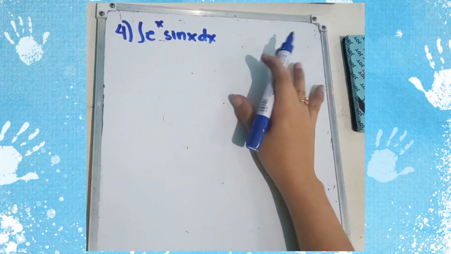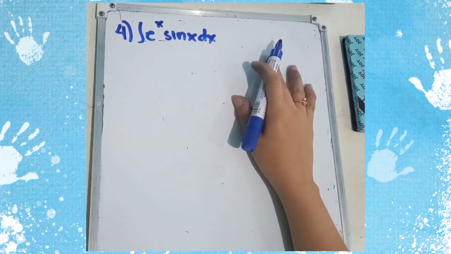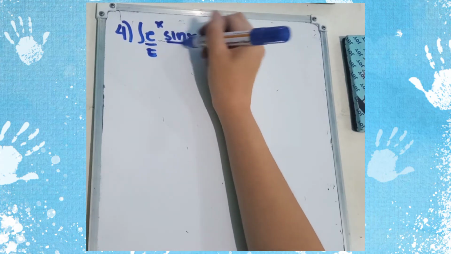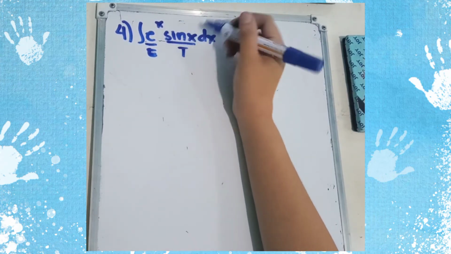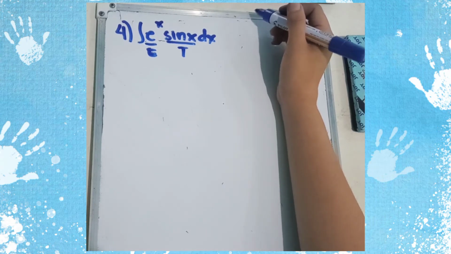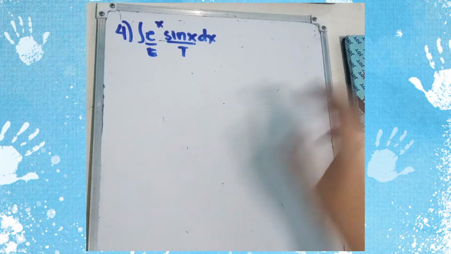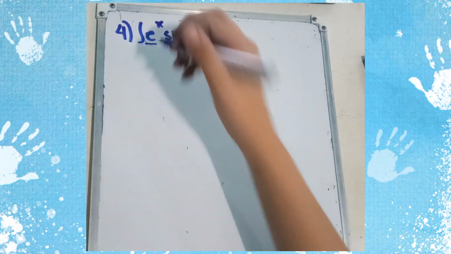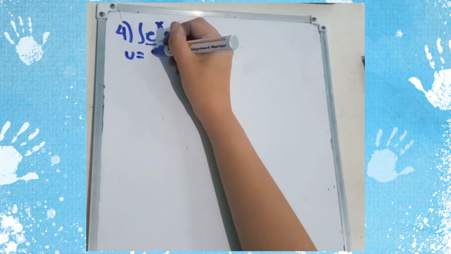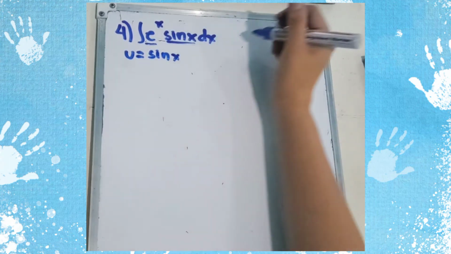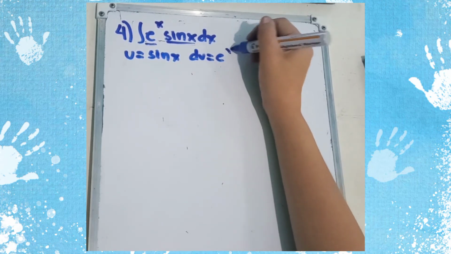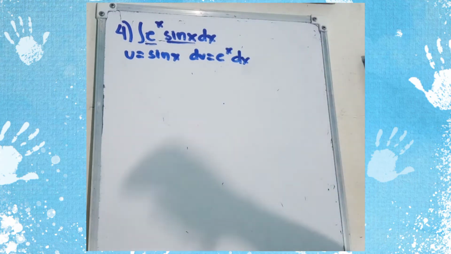For the last example, we have the integral of e raised to x sine x dx. So e, that is an exponential function, sine x, that is a trigonometric function, and based on LIATE, our acronym, trigonometric comes first before exponential. So therefore, our u is sine x, our dv is e to the power of x dx.